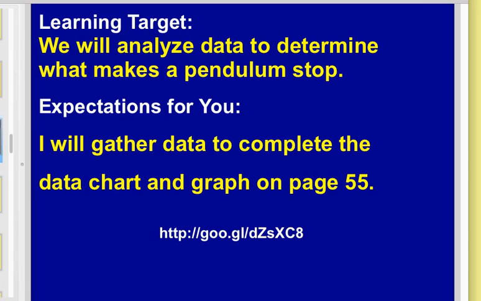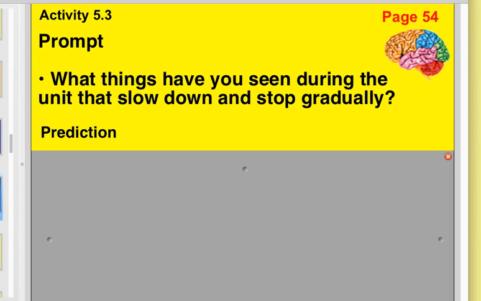So the expectation for you is you will gather data to complete the data chart and graph on page 55, as well as all the questions on pages 55 and 56. Now, think about what we've been doing in class. What are some things that you've seen during this unit so far that slow down and stop gradually? Can you think of anything?